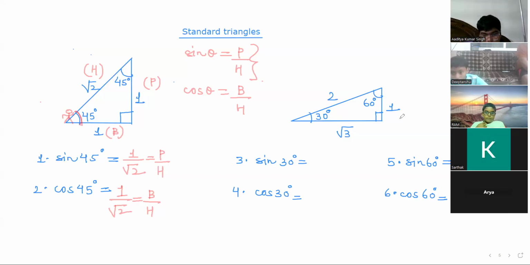Deeptanshu, Aditya. Sir, I got my answer. Okay. Is that correct? 1 by 2 root. Very good, Ram. Very good. All of them are correct. Arya, Deeptanshu, Aditya.